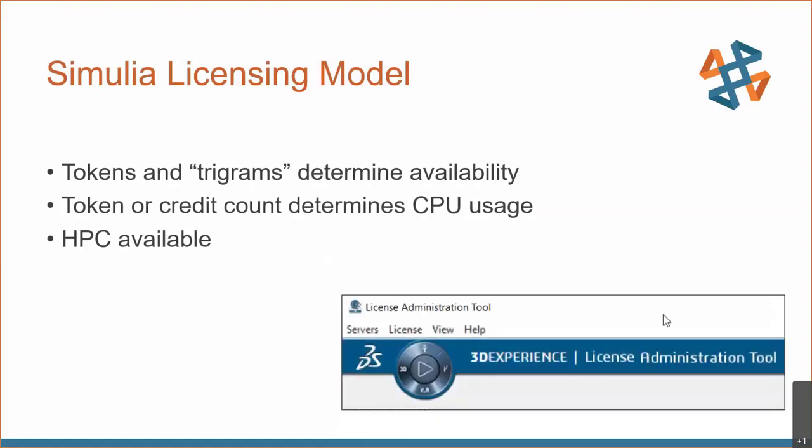Alright, so the SIMULIA licensing is handled using tokens and credits, allowing for flexibility in deciding which functionality is needed through the licensing. Tokens and available credits determine how much computing power is required. So it's a very flexible licensing system whereby you pretty much purchase which parts of the portfolio you need and get the amount of tokens or credits to solve the size of the problem in an efficient manner.